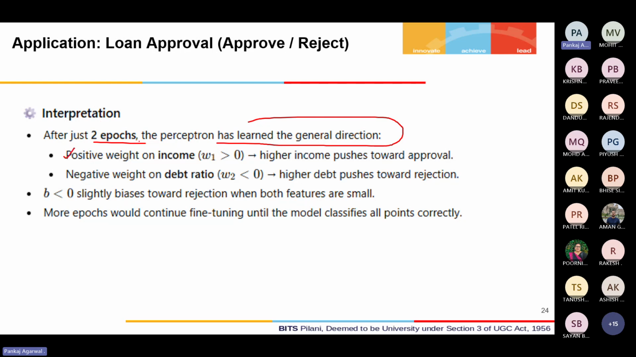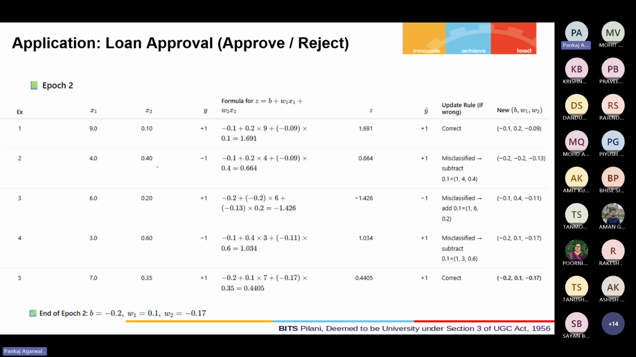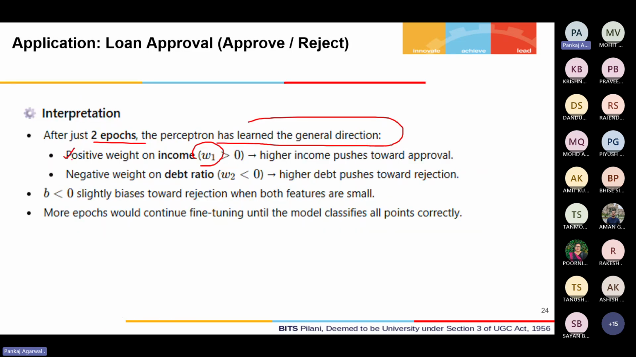Just to showcase an example, in this particular example the positive weight on income, say W1, is greater than zero. You can see W1 here and this is W2, after, say, epoch 2. What I'm trying to show is a positive weight on W1 greater than 0. After the second epoch only, you can start visualizing what is happening. W1 greater than 0 means high income pushes towards approval. So this is a direction that I have got, right?